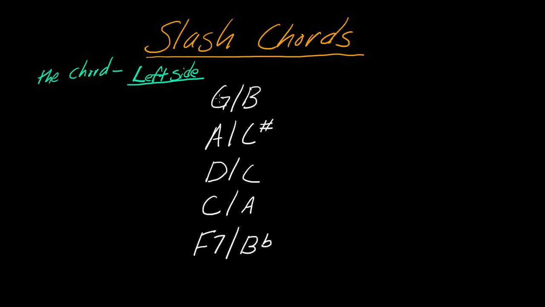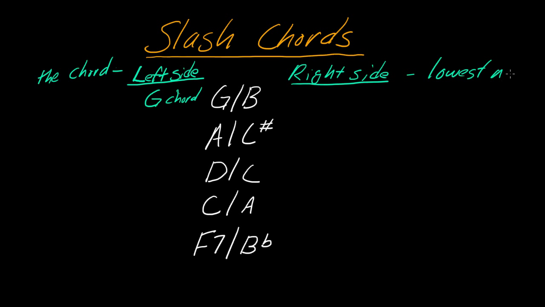And so in this example here, G/B, the chord that you're going to actually play for this is a G chord. Kind of messy, but G chord, you're going to play G chord over here. But what's on the right side is the lowest note, meaning lowest, frequency-wise, that you're going to play along with that G chord is the note B. So lowest note will be a B.